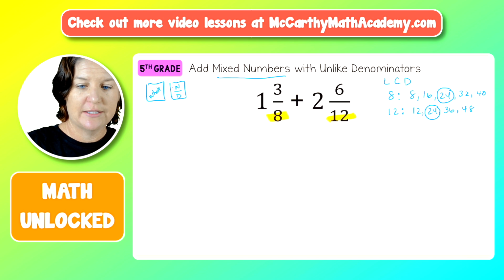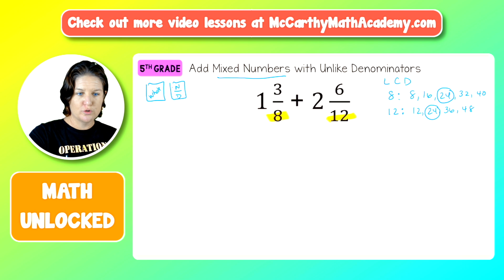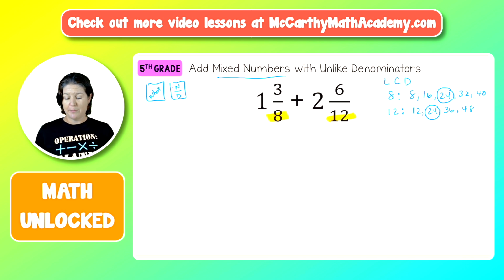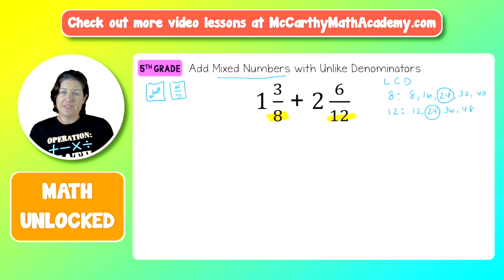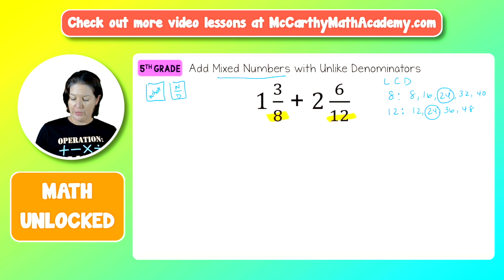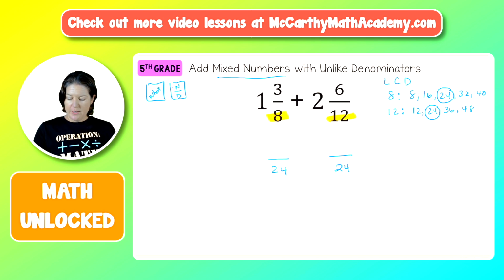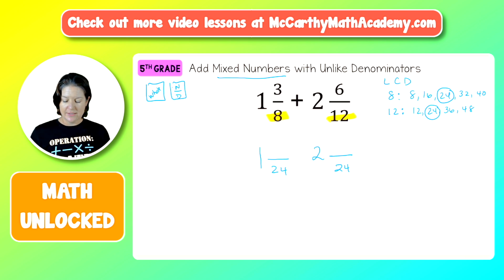Just realizing that this has been zoomed in. I'm so sorry. Let me zoom out. So we found the least common denominator. Now we need to rewrite our fractions, but they're mixed numbers, so we need to rewrite the whole thing here. So let's create our denominator of 24, our denominator of 24, put a mixed number of 1 and a mixed number of 2. That can stay the same.